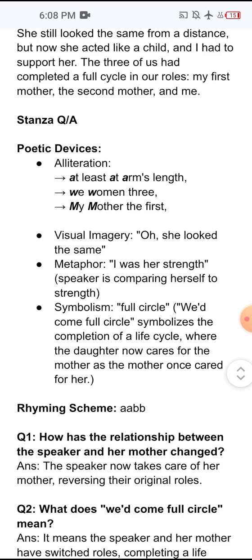Metaphor: I was her strength. The speaker is comparing herself to strength. Symbolism: full circle. We come full circle, which symbolizes the completion of a life cycle where the daughter now cares for the mother as the mother once cared for her. So this is a full circle, a symbolism.